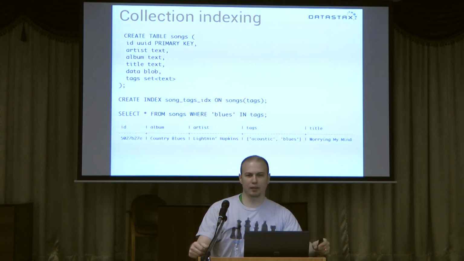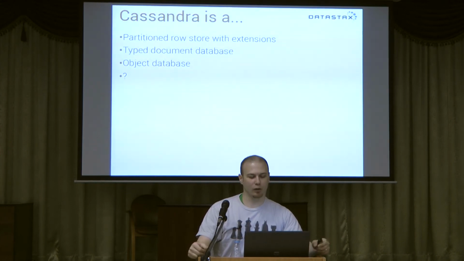We're also adding collection indexing. So until 2.1, you can't create an index of the contents of a collection column. So in this case, we have a set of tags that I want to index, and that's done for 2.1. That's working.